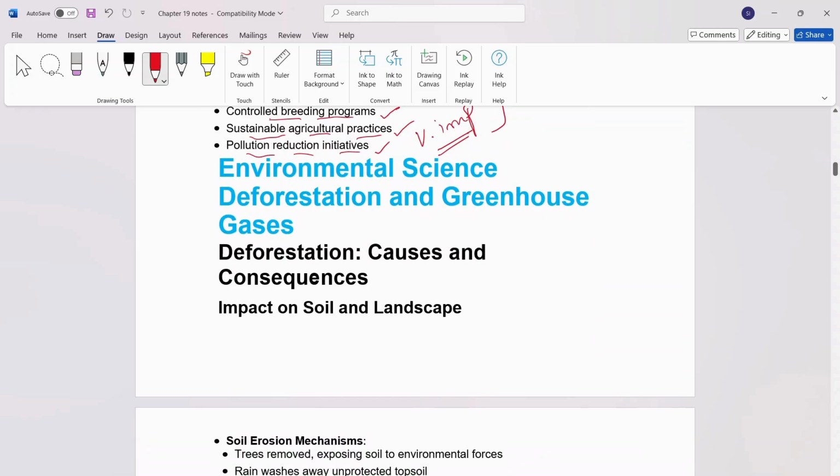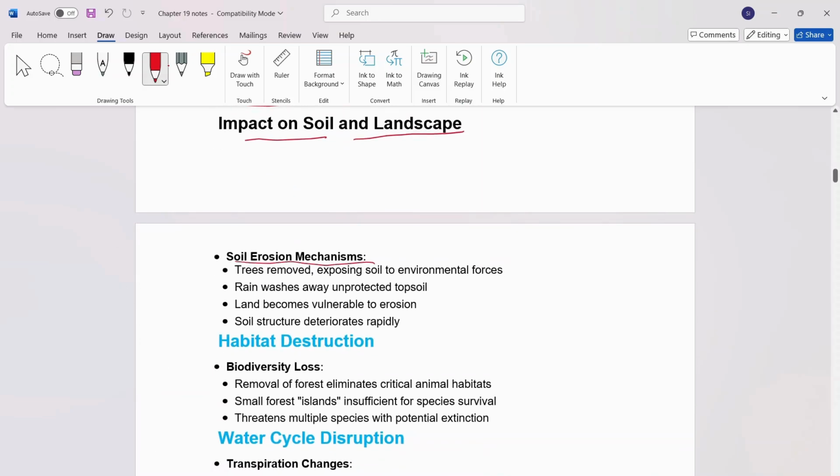Now let's talk about environmental science, deforestation and greenhouse gases. Deforestation, let's talk about causes and consequences. Impact on soil and landscape. Soil erosion mechanism. Trees removed exposing soil to environmental forces. Okay, this is soil erosion mechanism.